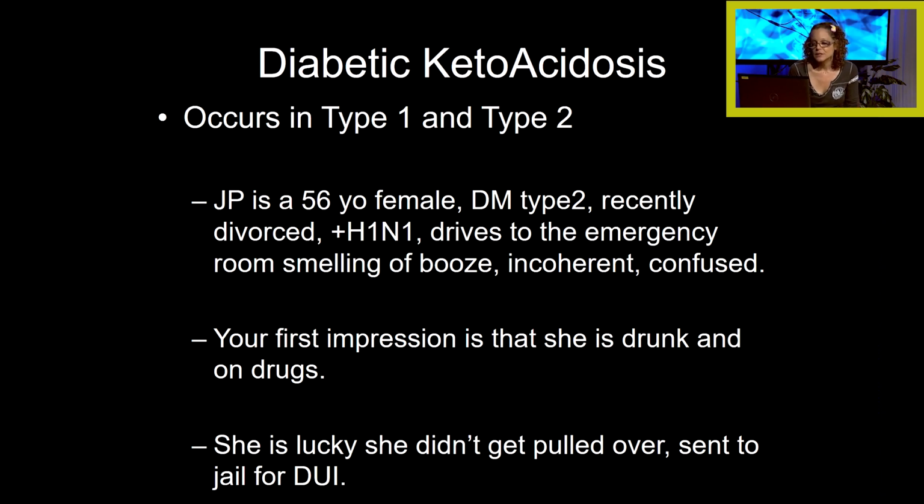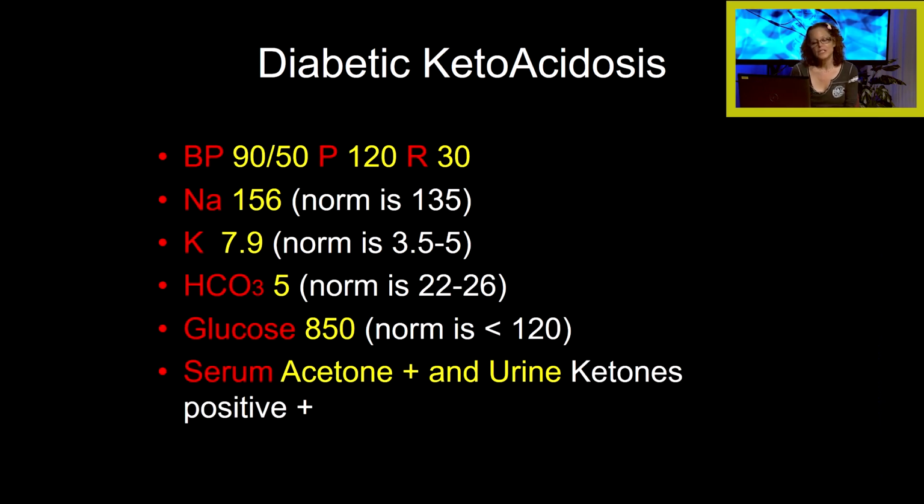So diabetic ketoacidosis occurs in type 1 and type 2, okay? It happens more in the type 2 diabetic. So we have an example here. We have JP, a 56-year-old male with type 2 diabetes, recently divorced, had a case of the H1N1 flu, drives to the emergency room smelling of booze, incoherent and confused. Your first impression might be that this individual is drunk or on drugs. She's lucky she did not get pulled over and sent to jail for a DUI because what she has is diabetic ketoacidosis.